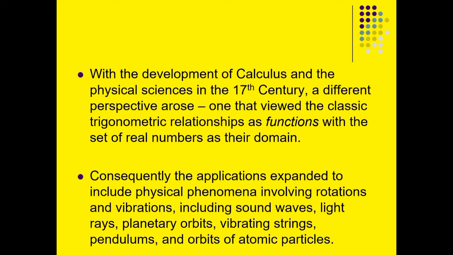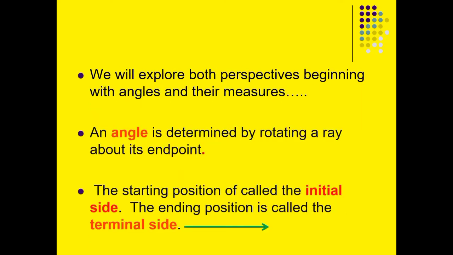We are going to discuss this part little by little, step by step. We start with angles and their measurement, because this is very important in dealing with trigonometry. First, let us understand what an angle is. An angle is determined by rotating a ray about its endpoint.